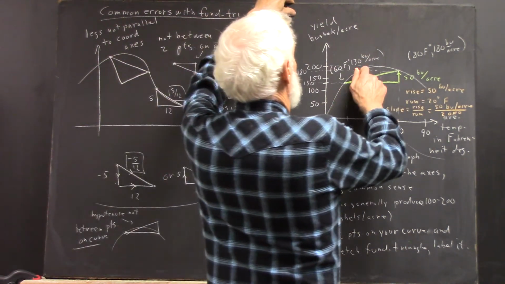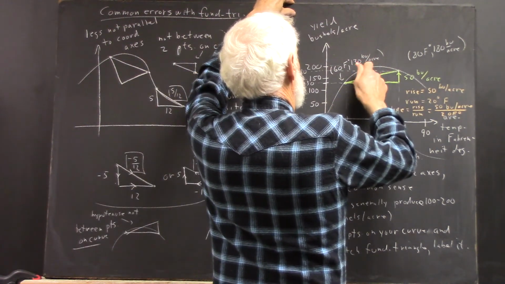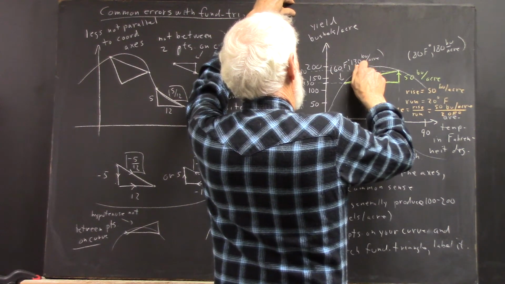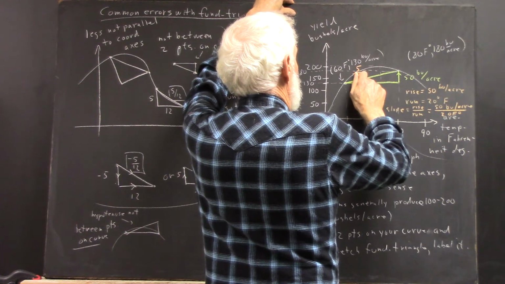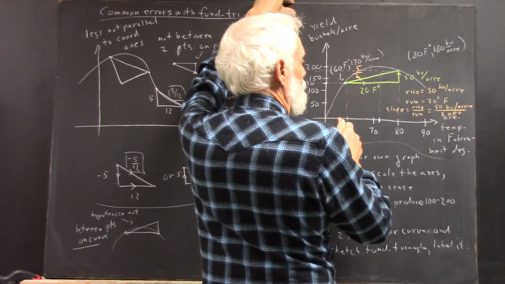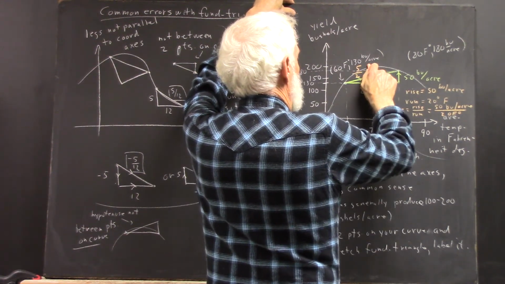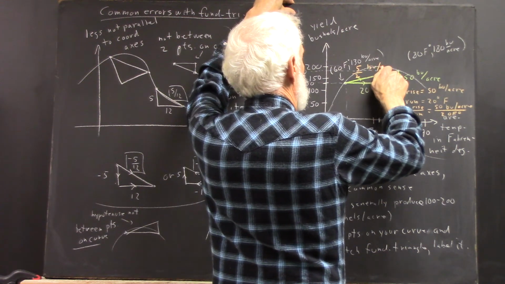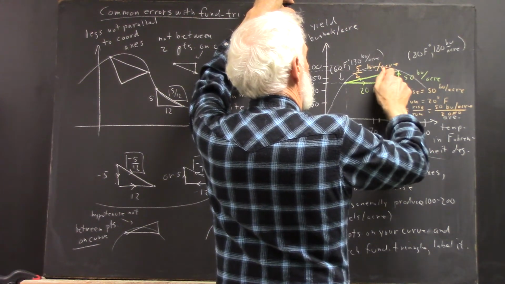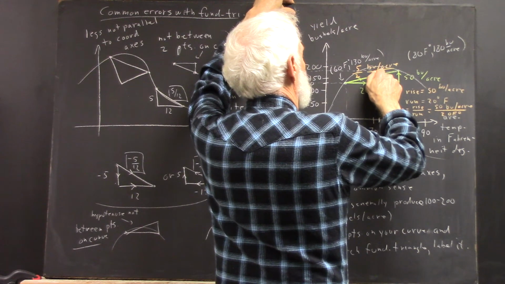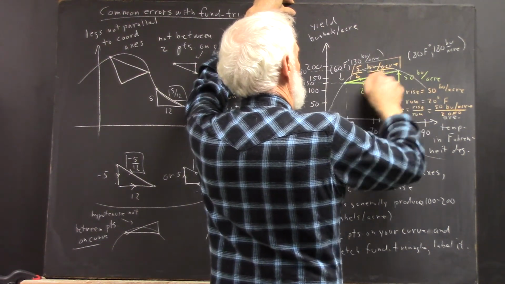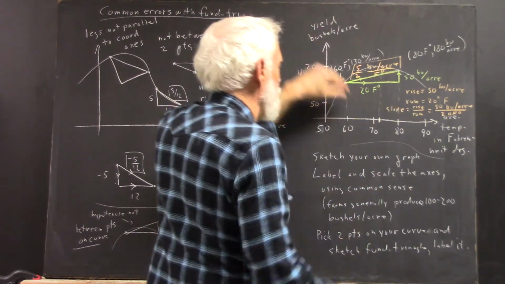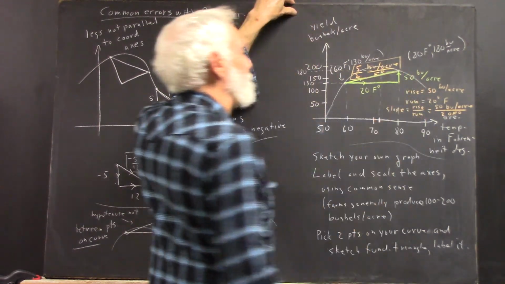So I'm going to write the slope as big as I can, given that I use this space in this label. 5 over 2, and that's bushels per acre per Fahrenheit degree, and that's going to be a little hard to read, but you understand that that's what goes there. Okay?